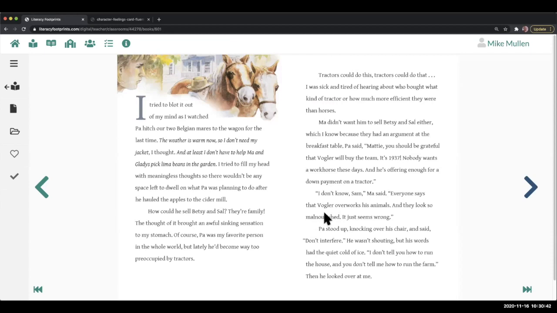I don't know, Sam, Ma said. Everyone says that Vogler overworks his animals and they look so malnourished. It just seems wrong.